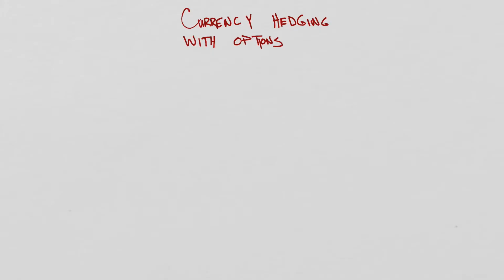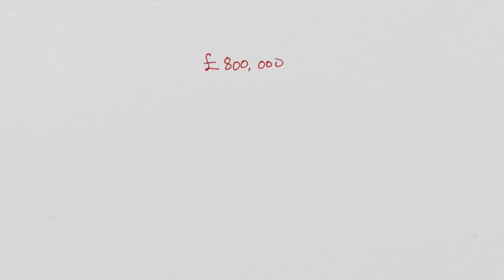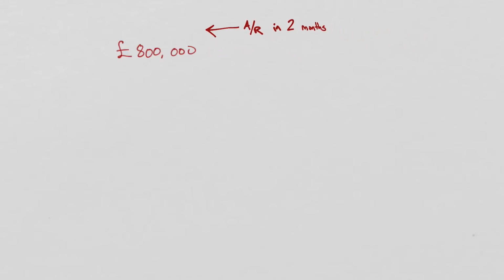This is a walkthrough of how to hedge with currency options. The use of currency options to hedge transaction exposure is fairly common. Let's say we're a US company who just booked an order from a British client who is going to pay us in 2 months. Our exposure is there because we don't know what the British pound is going to be worth in terms of dollars at the end of 2 months.